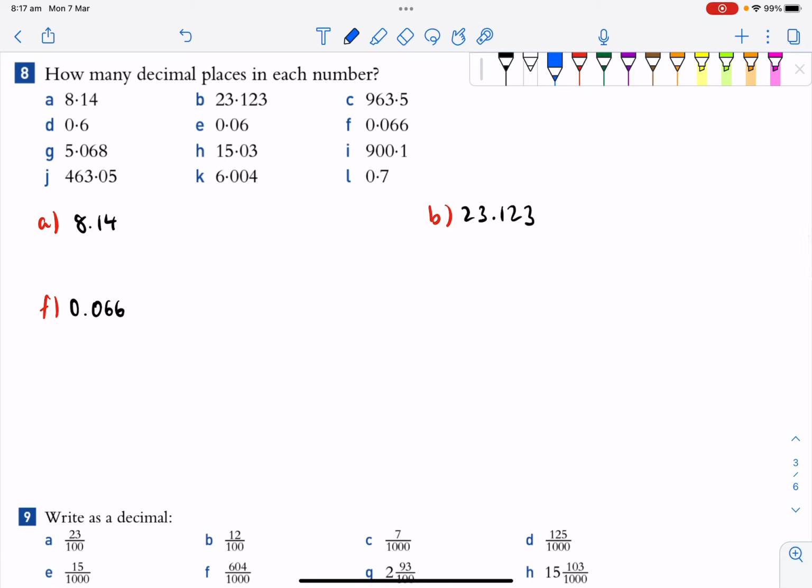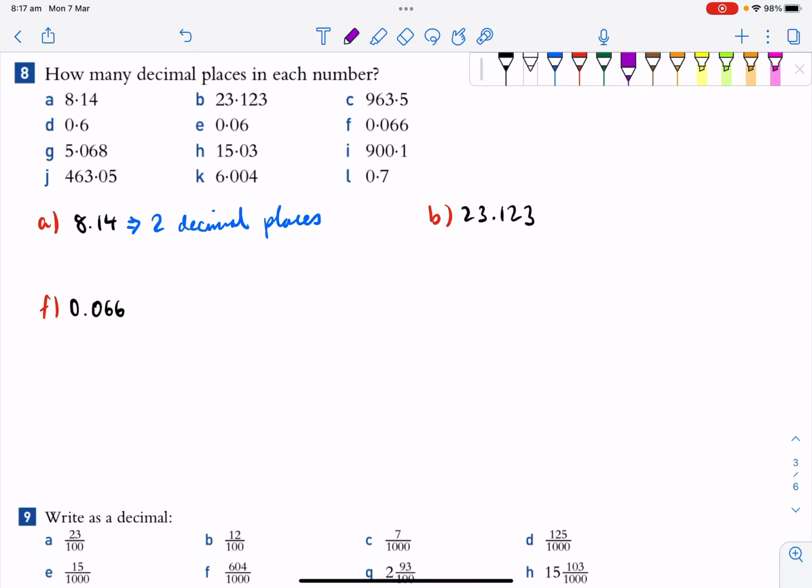Question 8, also very easy. So all you're looking for is how many digits are after the decimal. So if we look, here's the decimal. And you can see here there are 2 digits. Okay, so that means this is called 2 decimal places. So get used to this. You're going to do this quite a lot in the future, so you have to know how to do it properly.